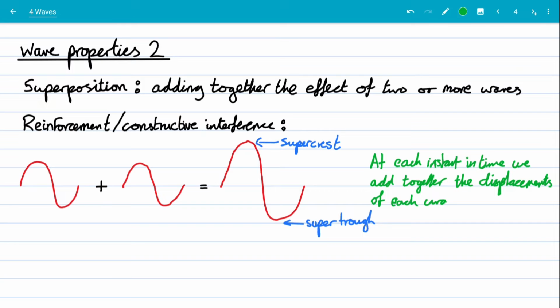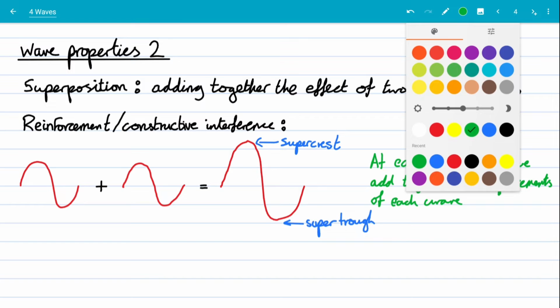Now, in the case of superposition that causes reinforcement, in the case of superposition that causes constructive interference, whenever we have positive displacement for one of the waves, we have positive displacement for the other. And so adding those displacements together increases the magnitude of the displacement. And whenever we have negative displacement for one wave, we have negative displacement for the other. And so in that situation, we continue to increase the magnitude of the resultant wave, of the superposition, because they're in the same direction. The displacements are in the same direction.